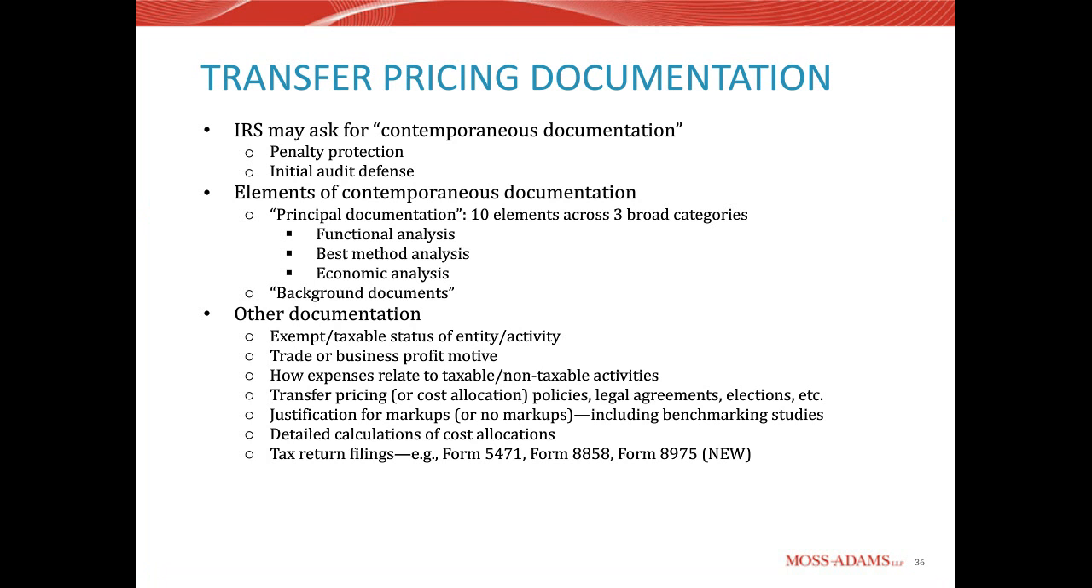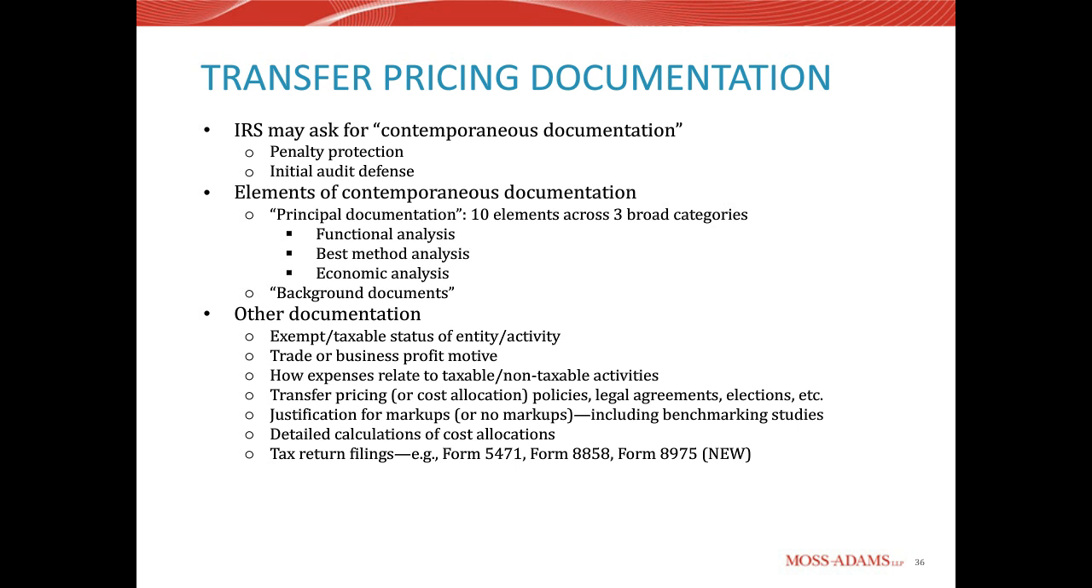So there is really a wide variety of general definitions of transfer pricing documentation, but to the strict definition, according to the IRS, transfer pricing documentation must follow the 10 elements as set out in principal documentation in Section 482. And it consists of 3 broad categories: functional analysis, best method analysis, and economic analysis. In the first category, functional analysis, essentially in a document, we would determine what are the functions, assets, and risks of each entity to the transaction. So that would be discussing what each related party does.